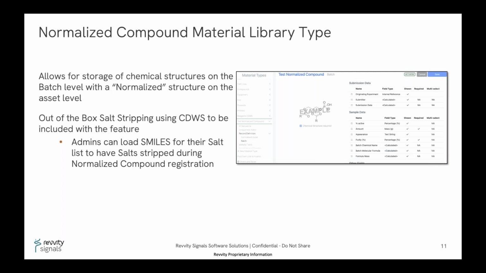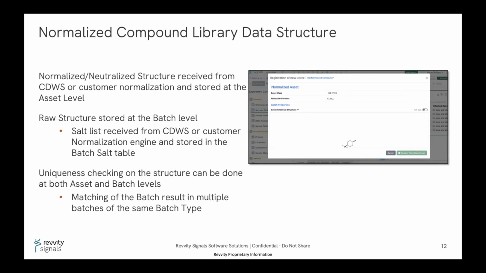What this allows the user to do is to store multiple different salt types under the same normalized asset. So what does that look like? We have multiple different salt types that can be stored under the asset. We do duplicate checking on this normalized asset. So if you have an existing asset that has, say, a sodium salt, we will have that normalized structure at the asset level and the sodium salt structure stored at the batch level. We have uniqueness checking on both the asset and the batch levels.